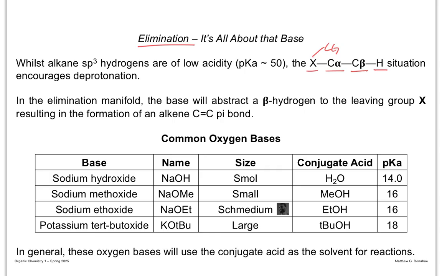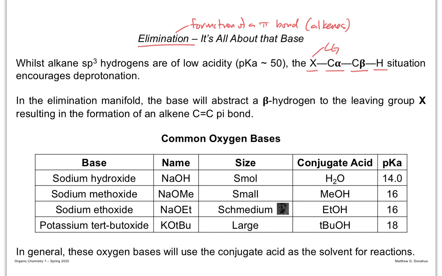The key thing to remember for elimination, in general, is the formation of a pi bond. So right now, that pi bond, we're talking about alkenes. Organic 2 eliminations will focus on forming carbonyls. That's the CO double bond.